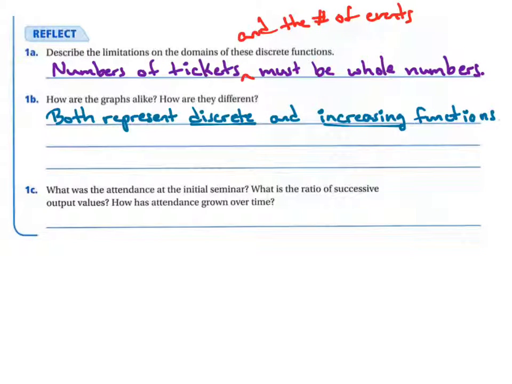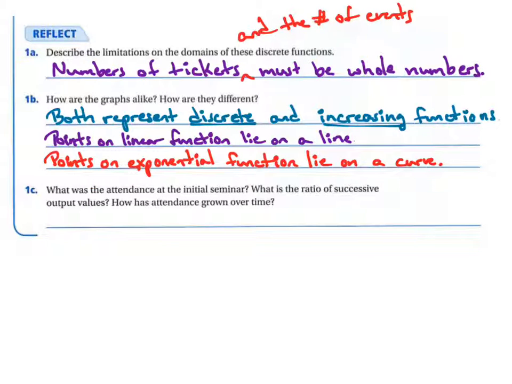Okay, how are the graphs alike and how are they different? Well, one way they're alike is they both represent discrete functions. That's why we had those dots, because we can't have fractions in our domain. And they're both increasing, right? They both went up. How are they different? Well, points on a linear function lie on a line. So our first function, the price for the tickets, went on a straight line. However, the points on the exponential function, the number of people who attended, lie on a curve. So an exponential function is still going to make a curve, while a linear function makes a line.